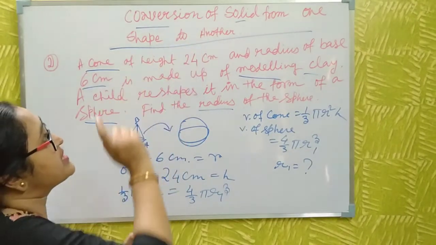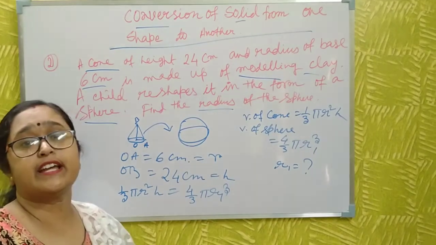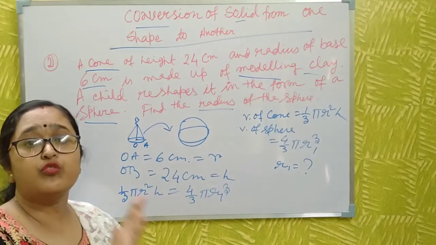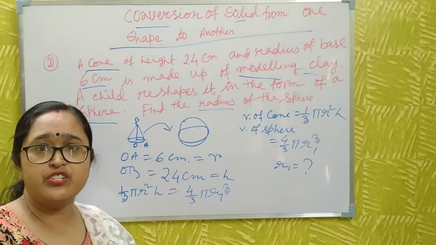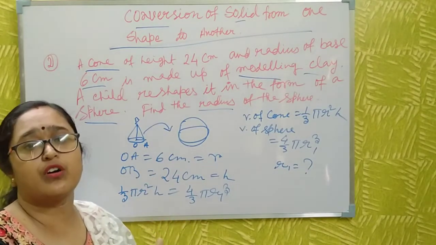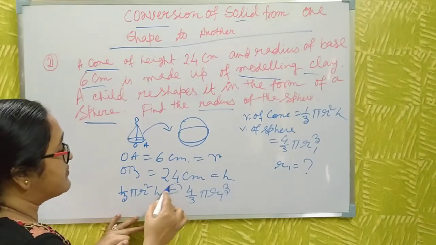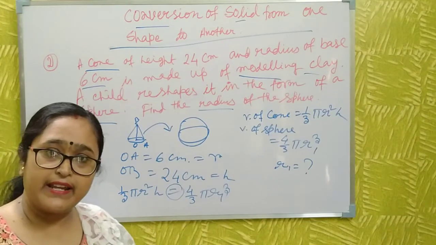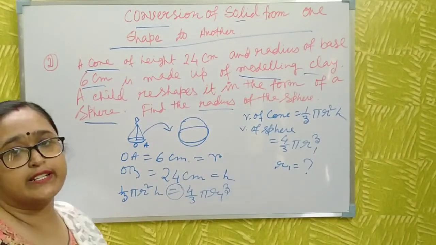When you do the conversion of a solid of one shape to another shape, listen very carefully and remember it: volume is unaltered. The clay doesn't change, only the shape changes, cone to sphere. That's why I give here an equality sign. Then just normally, you put the values of this and you get the result also.